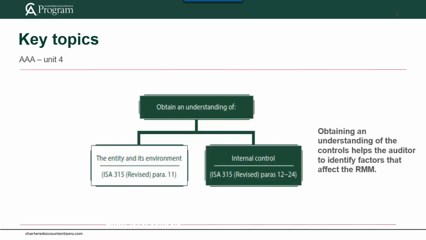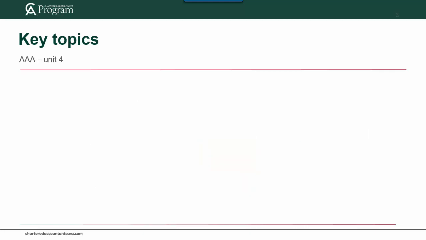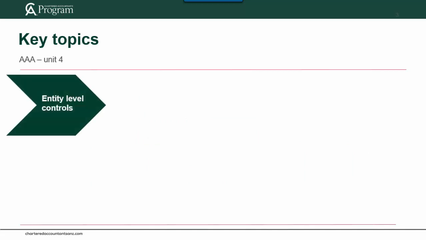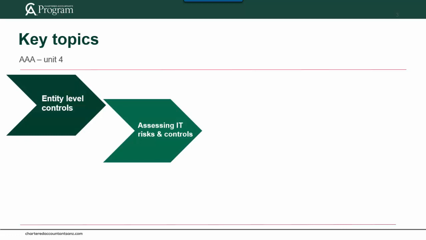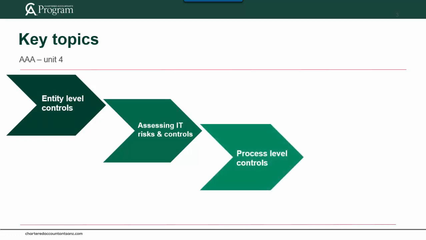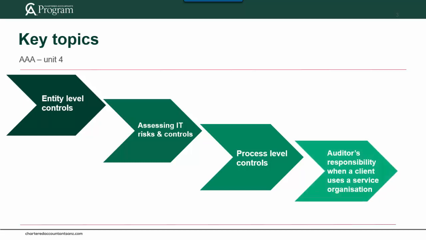Therefore, obtaining an understanding of the controls helps the auditor to identify factors that affect the risks of material misstatement. The auditor can then design further audit procedures to address these risks. Unit 4 covers the following key topics: entity level controls, assessing IT risks and controls, process level controls, and the auditor's responsibility when a client uses a service organisation.